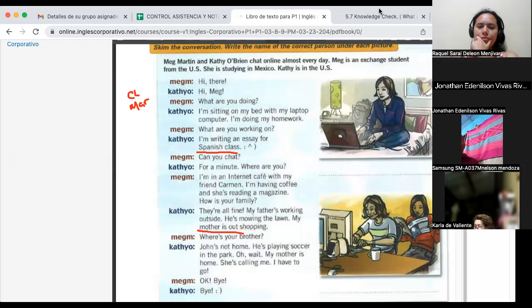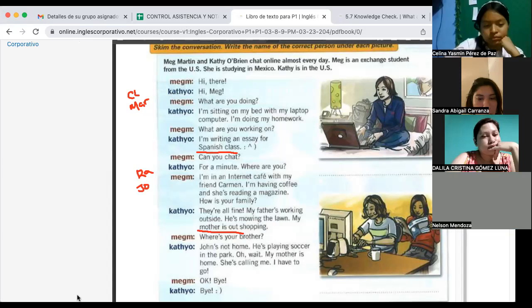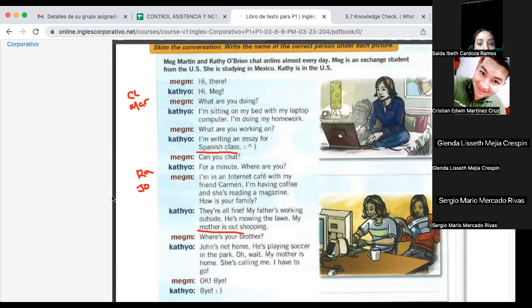Raquel and Jonathan, the next part. And the last part will be for Sandra and Christian. Okay.